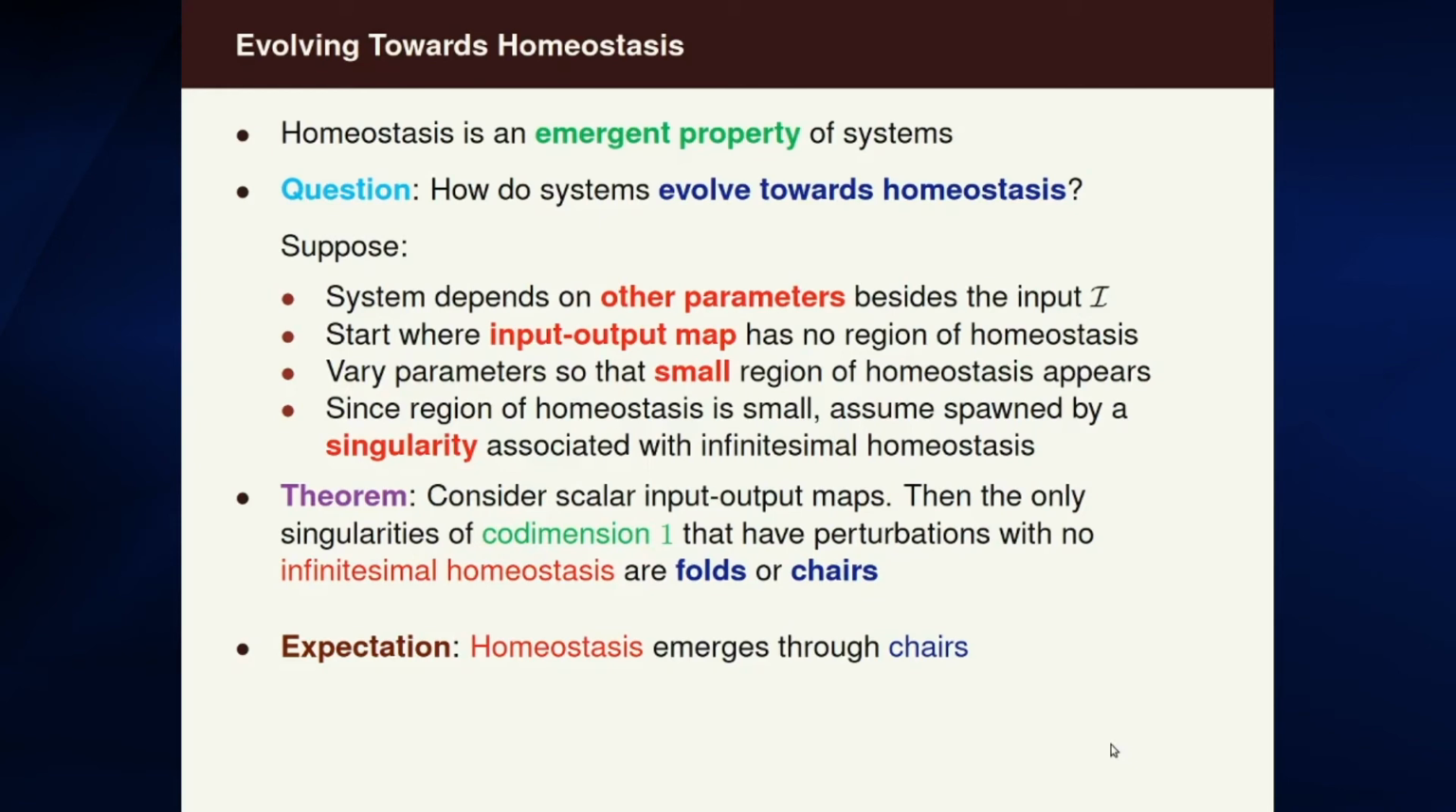Now the idea is that not only can we define homeostasis through chairs, but we expect that this homeostasis is an emergent property of systems. The question is, how does a system evolve towards homeostasis? If you assume very reasonable hypotheses, we can answer this question. So we assume that the system depends on other parameters besides the input parameter I. This is okay. Most systems are given by differential equations with lots of parameters in them, so this is not a problem.